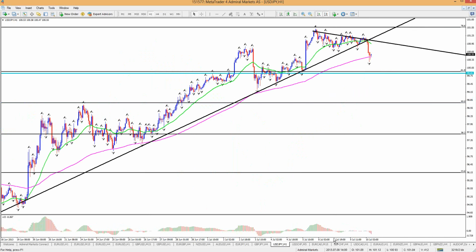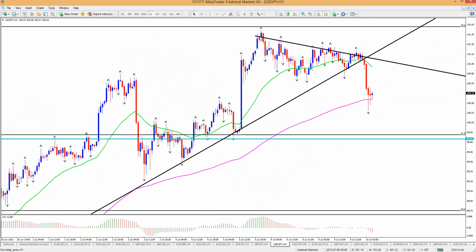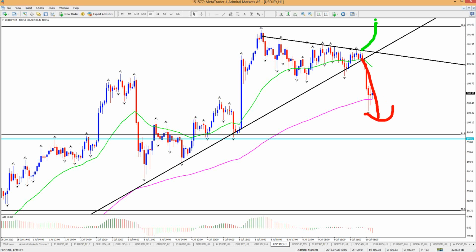I had a great 1-hour trend line here on the dollar yen. I kept my eye on this trend line, but we had a break to the downside instead of a break to the upside. I was especially interested in the break to the upside because that's with the trend, as you can see, looking at this trend line. So a break to the upside would have been cool. We got, fortunately, a break to the downside, which is counter trend, and I didn't take that trade.